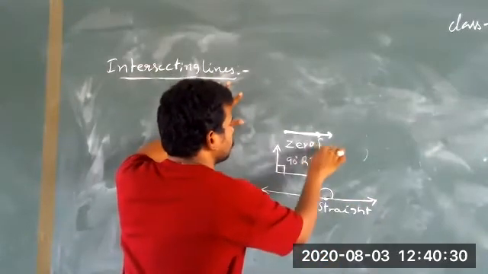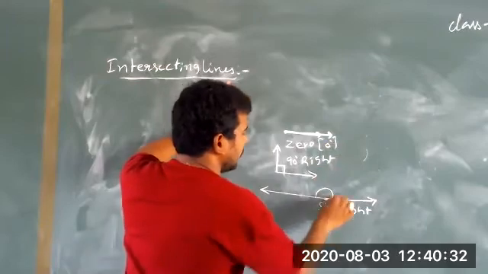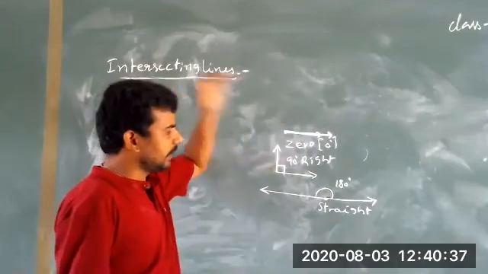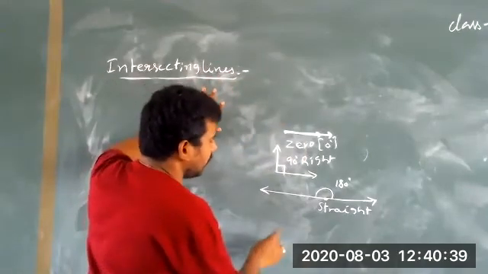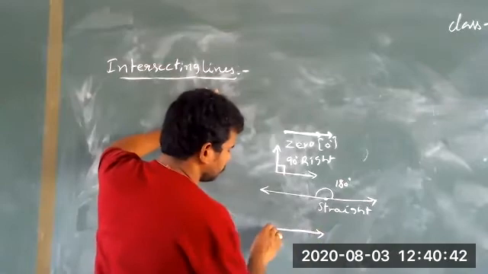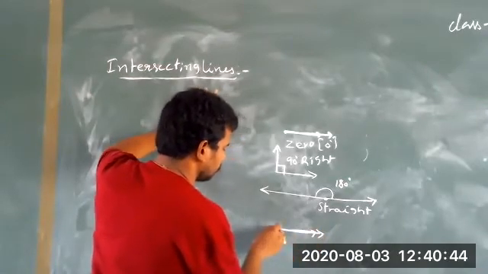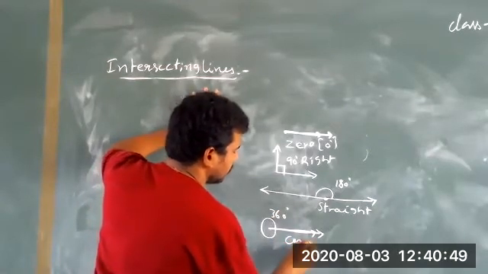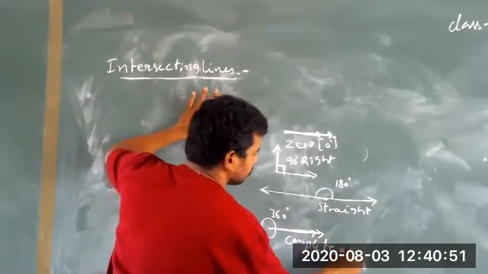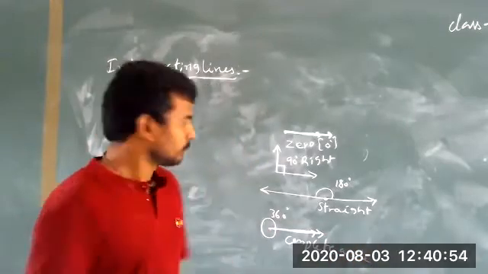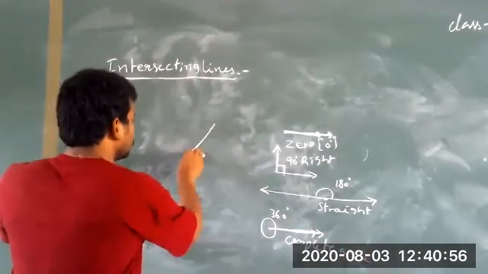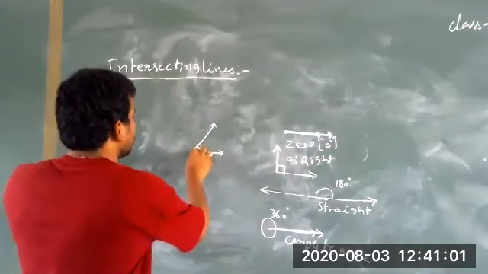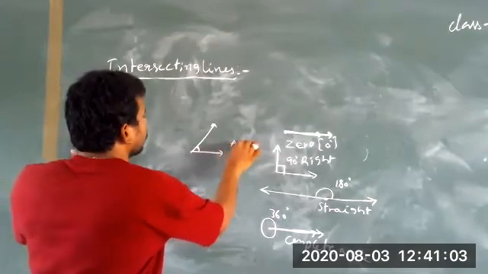Here, a straight angle means how many degrees, children? 180 degrees. Next, complete angle. This is 360 degrees. It is called a complete angle. Now, acute angle: between 0 degrees and 90 degrees, so it is an acute angle.